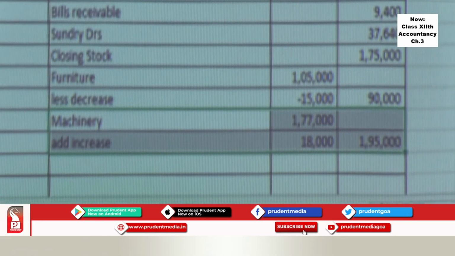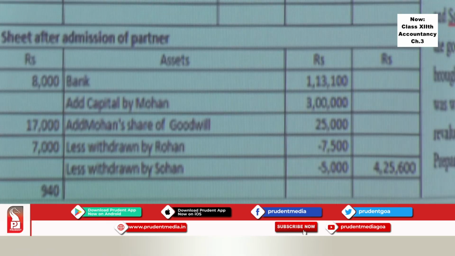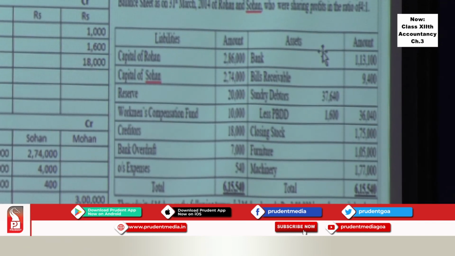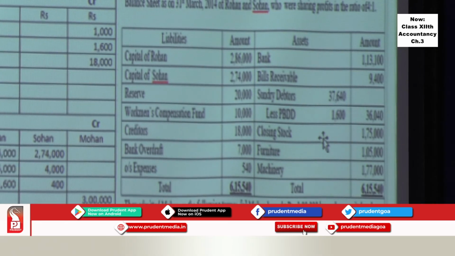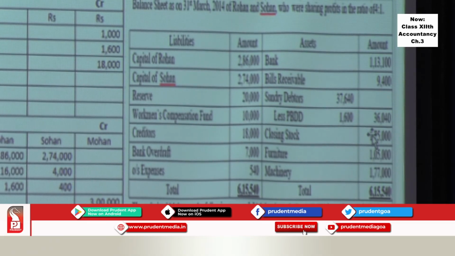So we have taken up all the items in the balance sheet. Before you confirm it, you can go through capital, reserve, workmen's fund, creditors, bank overdraft, outstanding expenses, bank, bills receivable, debtors, stock, machinery, furniture. So all the assets and liabilities are covered.